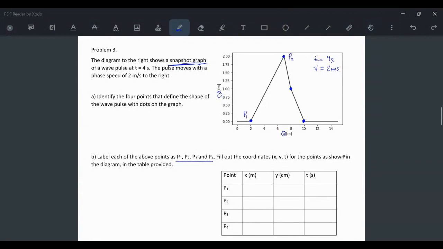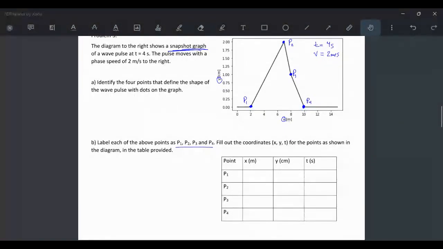So we have P1, P2, P3, and our 4th point is P4. And then we want to label these, and these are points in position and time, right? This is the snapshot at 4 seconds. It's not the snapshot at 5 seconds or 6 seconds. But because this is a snapshot and all these points are taken at t equals 4 seconds, we can immediately just write in 4 seconds.